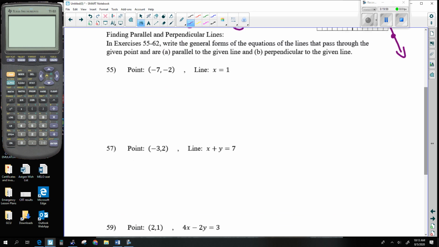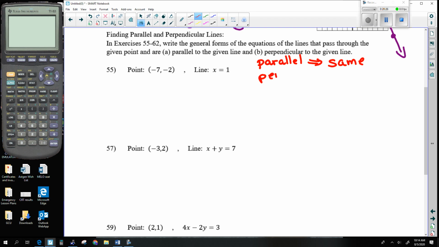Finding parallel and perpendicular lines. Write the general forms of the equations of the lines that pass through the given points, parallel to the line and perpendicular to the line. All right, so parallel implies that the slopes are the same, like 1/4 is equal to 1/4. So if you know the slope of one, you know the slope of the other.